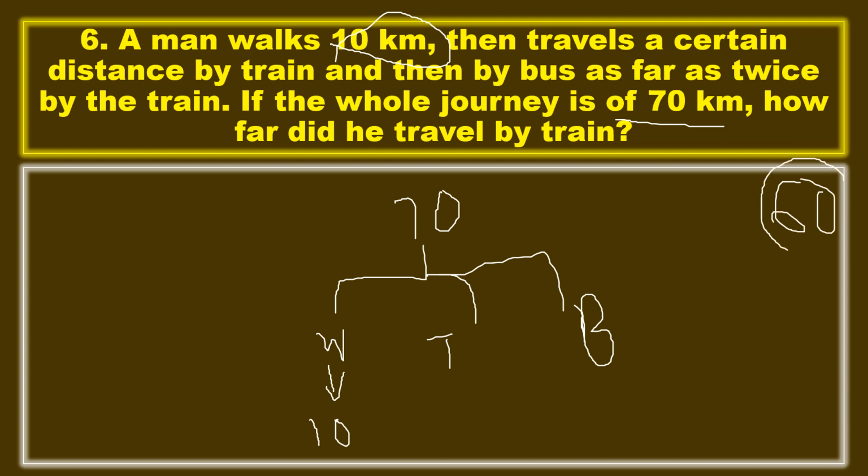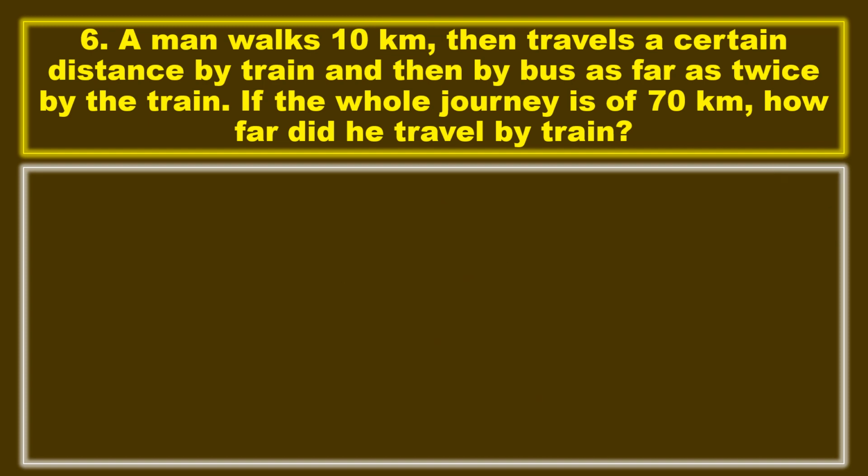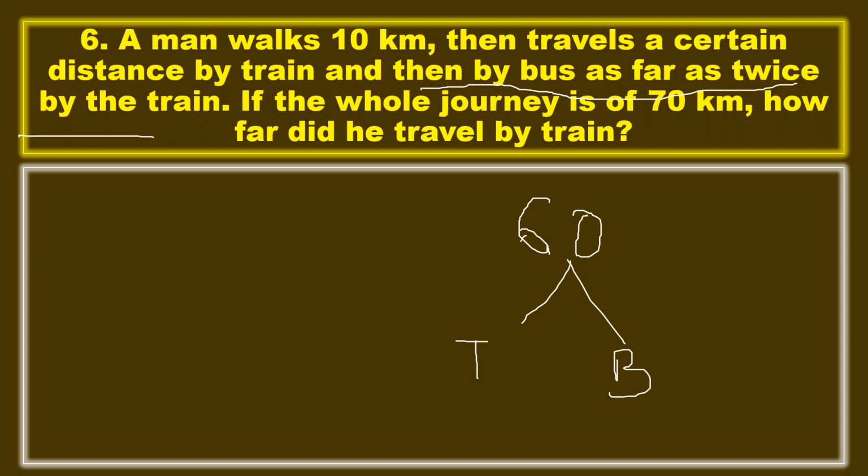The rest 60 kilometers he traveled by train as well as by bus. But we don't know how many kilometers he traveled by bus and how many by train. So here we have 60 kilometers, which he has to travel by train and by bus. Now what is the condition he gave? Certain distance by train and then by bus as far as twice by the train. Means he traveled by bus double of the train.